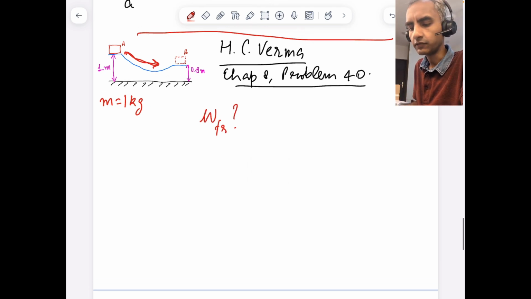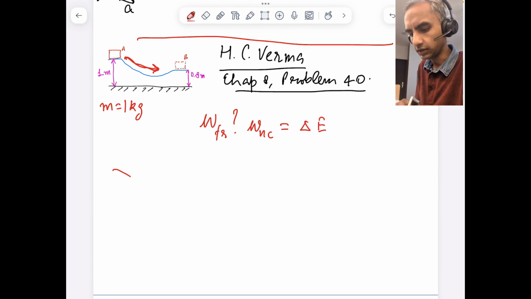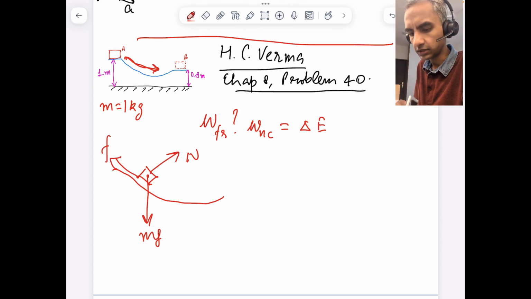So let's apply the work energy theorem over here. So we have the work of the non-conservative force equal to delta E, right? Of course, in this setup, when the mass goes along this incline at any given point in time, we have three forces, right? So we have mg in this direction, we have the normal force in this direction, we of course have the friction force in this direction.